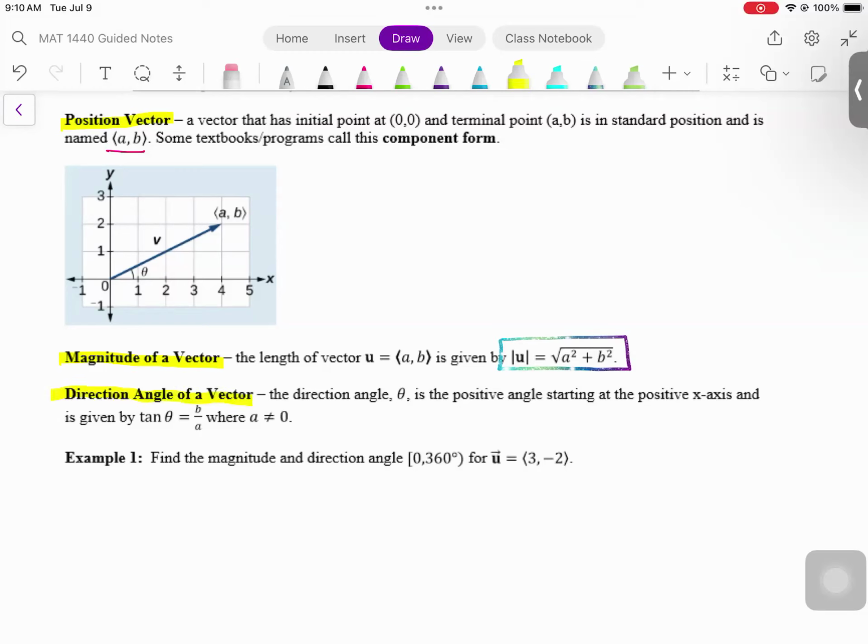We also have a direction angle of the vector. The direction angle theta is a positive angle starting at the positive x-axis, and we can find that direction angle by utilizing our tangent function. Tangent of theta is equal to b over a whenever a is not equal to 0.